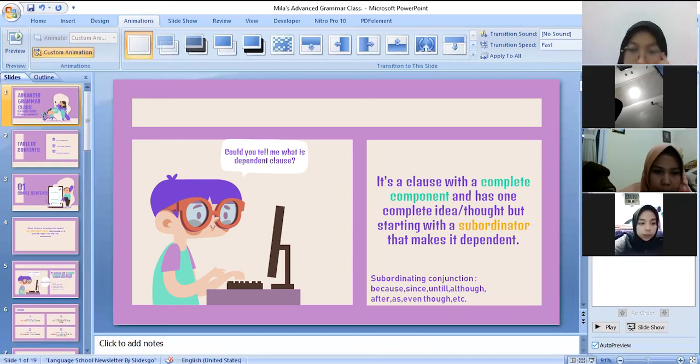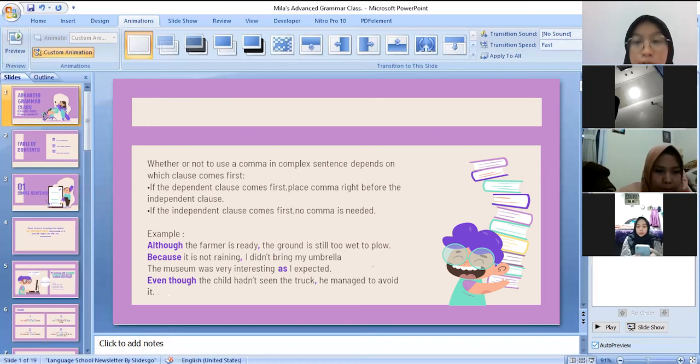And what are they? Subordinators? Because, since, until, although, after, as, even though, and etc. These are subordinating conjunctions that we can use in a complex sentence. So this is the formulation of using comma in a complex sentence. It depends on which clause comes first. If the dependent clause comes first, place a comma right before the independent clause. And if the independent clause comes first, no comma is needed.